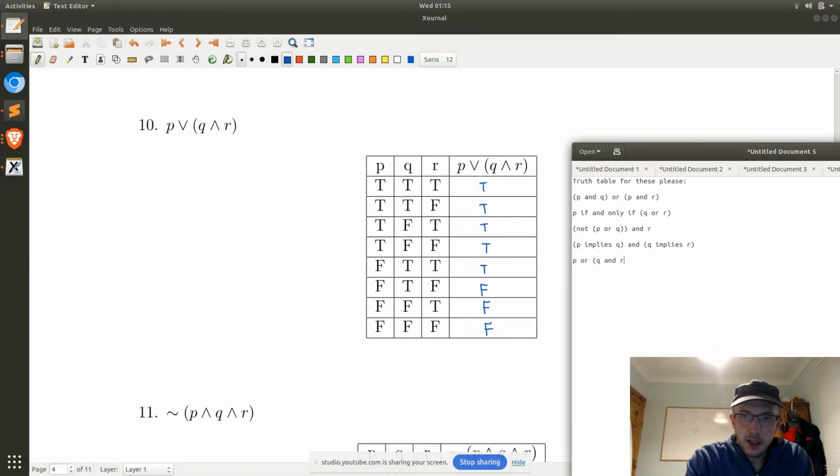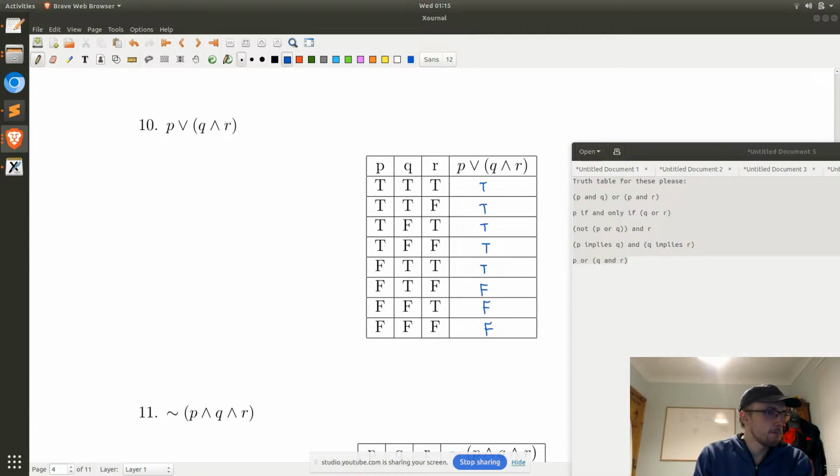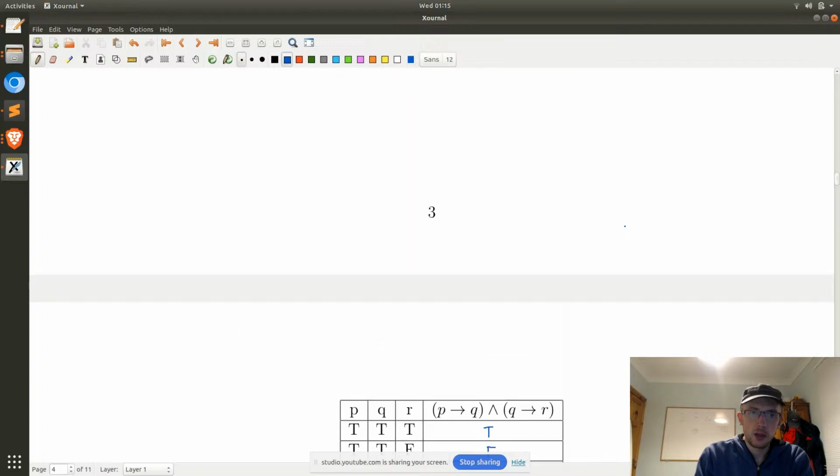This is actually remarkably interesting. Like just the process of creating these truth tables.